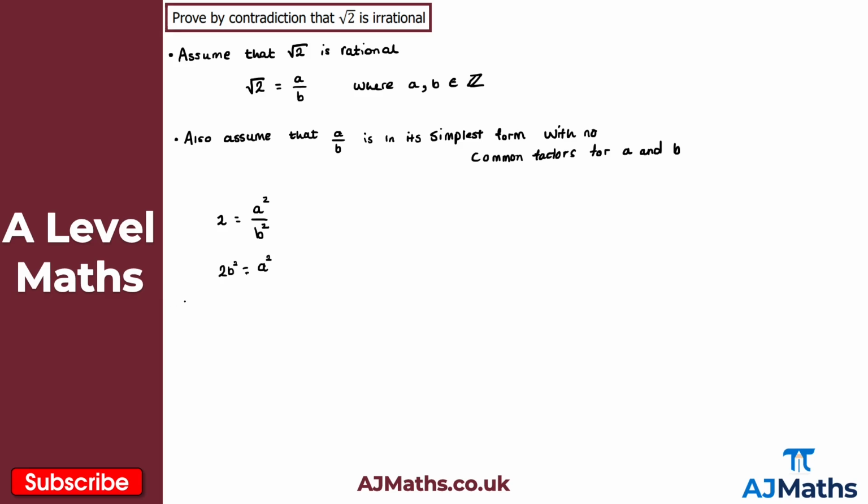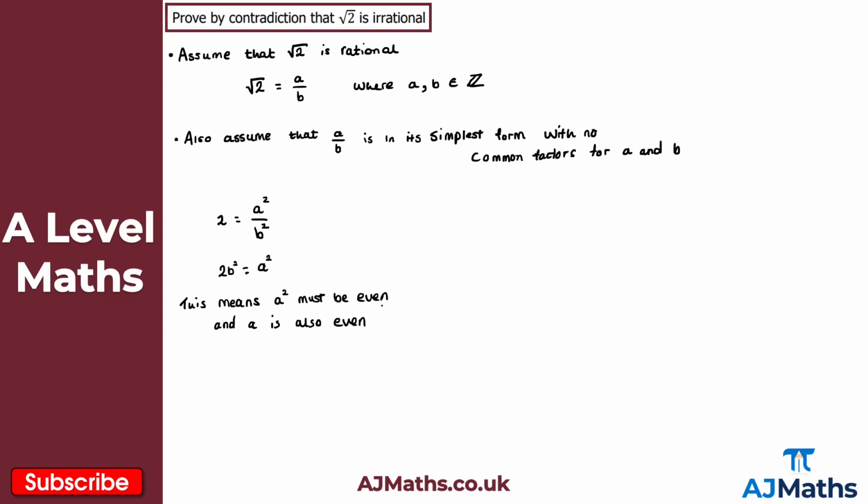Okay. So this means a squared must be even, because obviously my left-hand side here is a multiple of 2, so my left-hand side is even. So obviously, if these are equal, that means my right-hand side is also even. So if a squared is even, what that means then is a is also even.